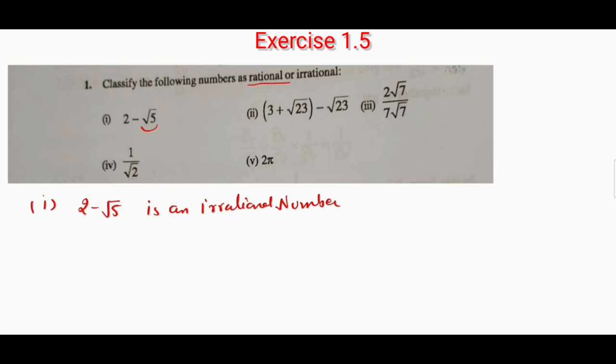In the second number, this square root of 23 will get cancelled with this, so we will be left with 3 only. This 3 is a rational number. So the second, 3 plus square root of 23 whole bracket minus square root of 23, is equal to 3, which is a rational number.